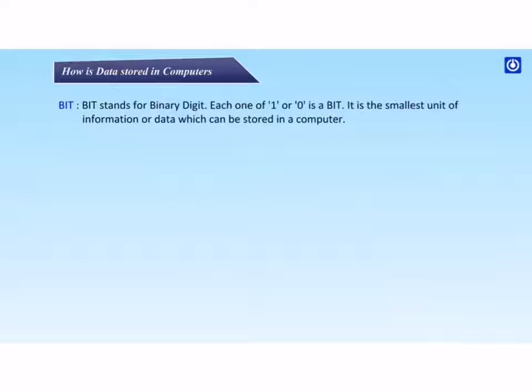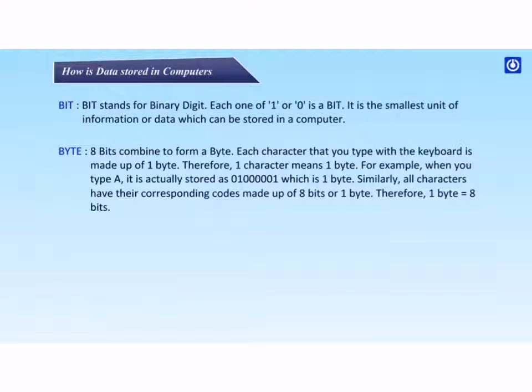Bit. Bit stands for binary digit. Each one of 1 or 0 is a bit. It is the smallest unit of information or data which can be stored in a computer. Byte. 8 bits combine to form a byte. Each character that you type with the keyboard is made up of 1 byte. Therefore, one character means 1 byte.